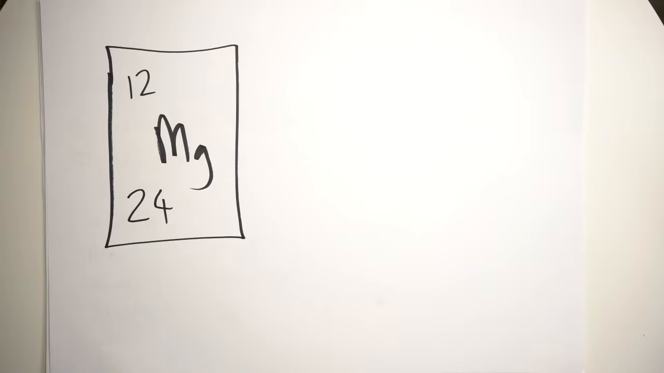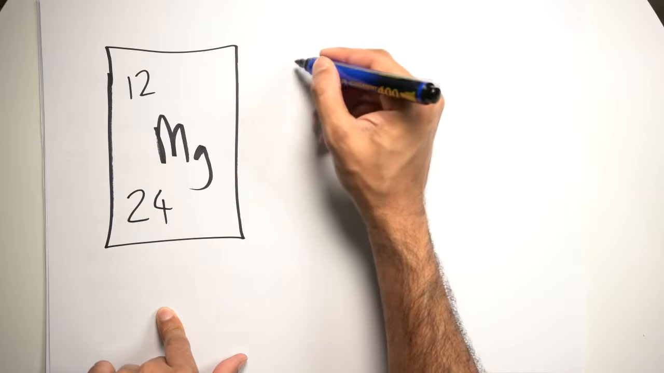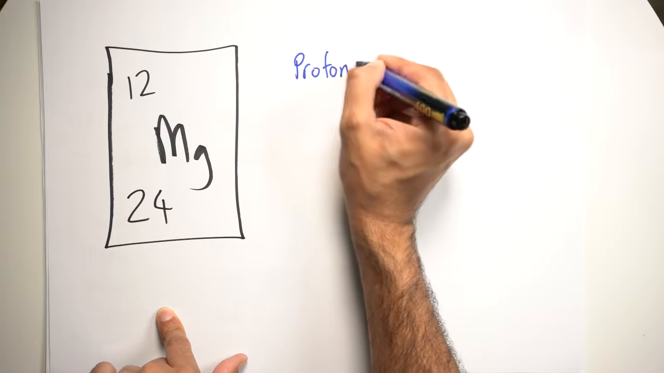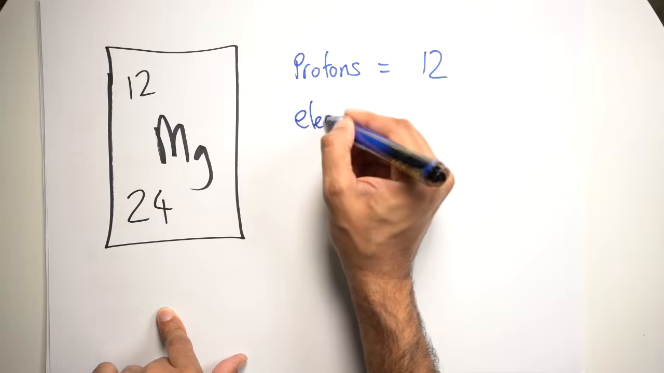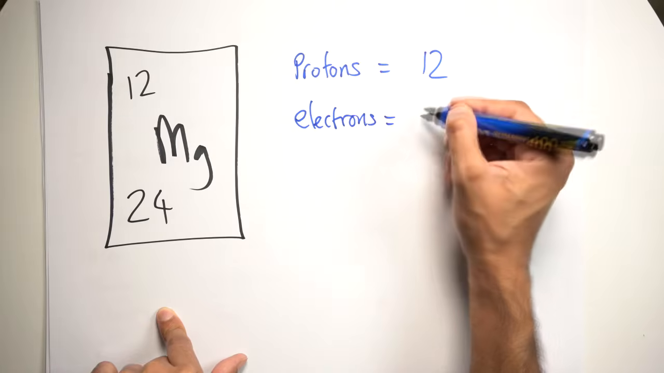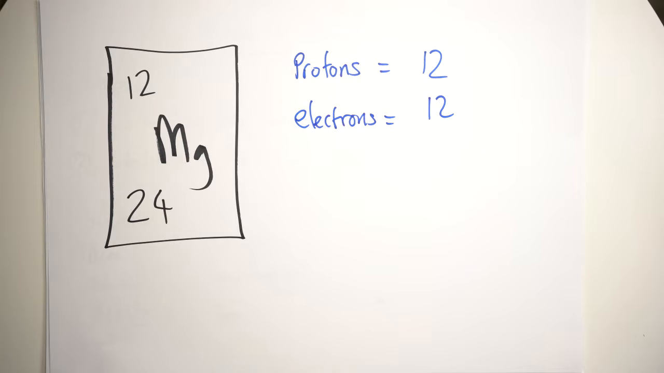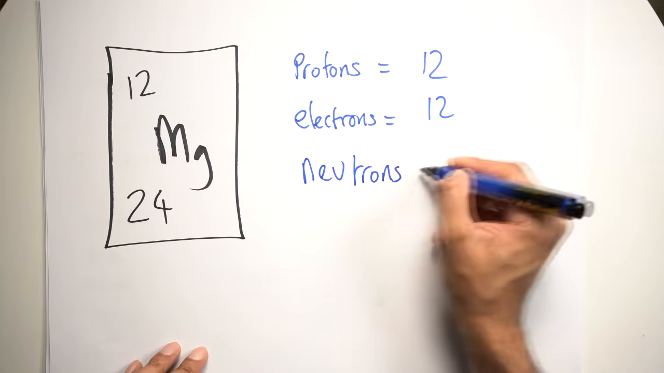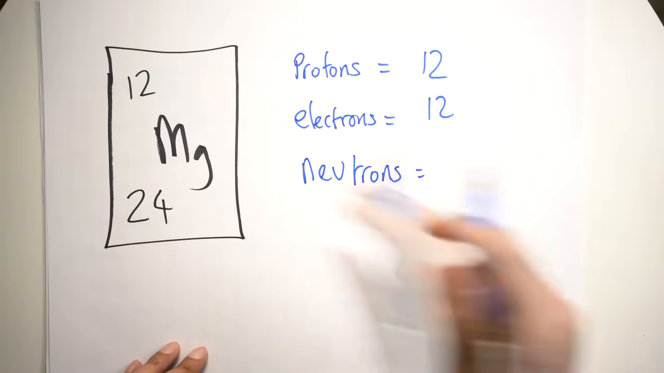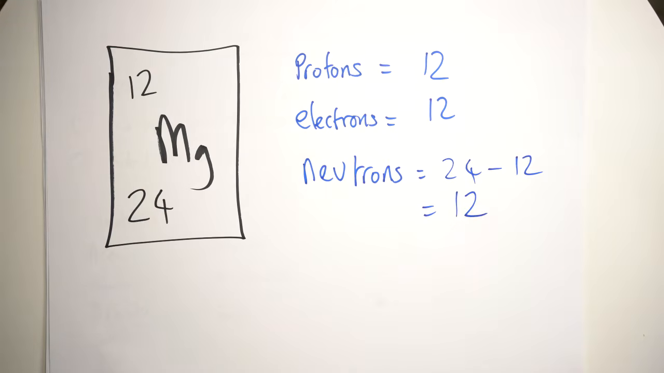Okay, so here we have magnesium. So remember, you always look at the smaller number, which is the atomic number. So the number of protons is always going to be that. So the number of protons is 12. The number of electrons is always the same as that because remember, protons and electrons, they have to balance out. They are electrically opposite and atoms are electrically neutral. And then finally we've got neutrons, and the neutrons we have to work out. And the neutrons is going to be 24 minus 12, which also equals 12, okay? So that's how you work it out.